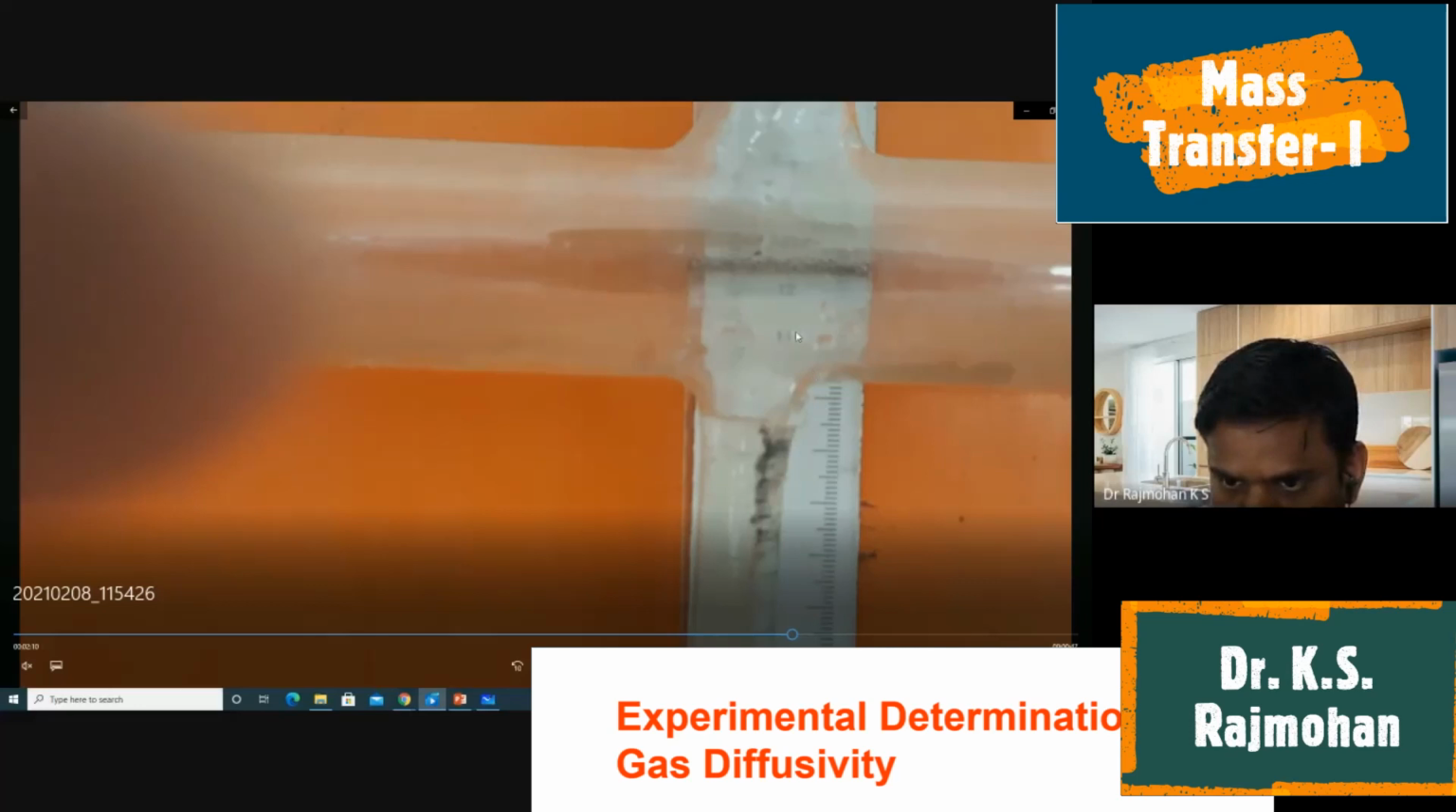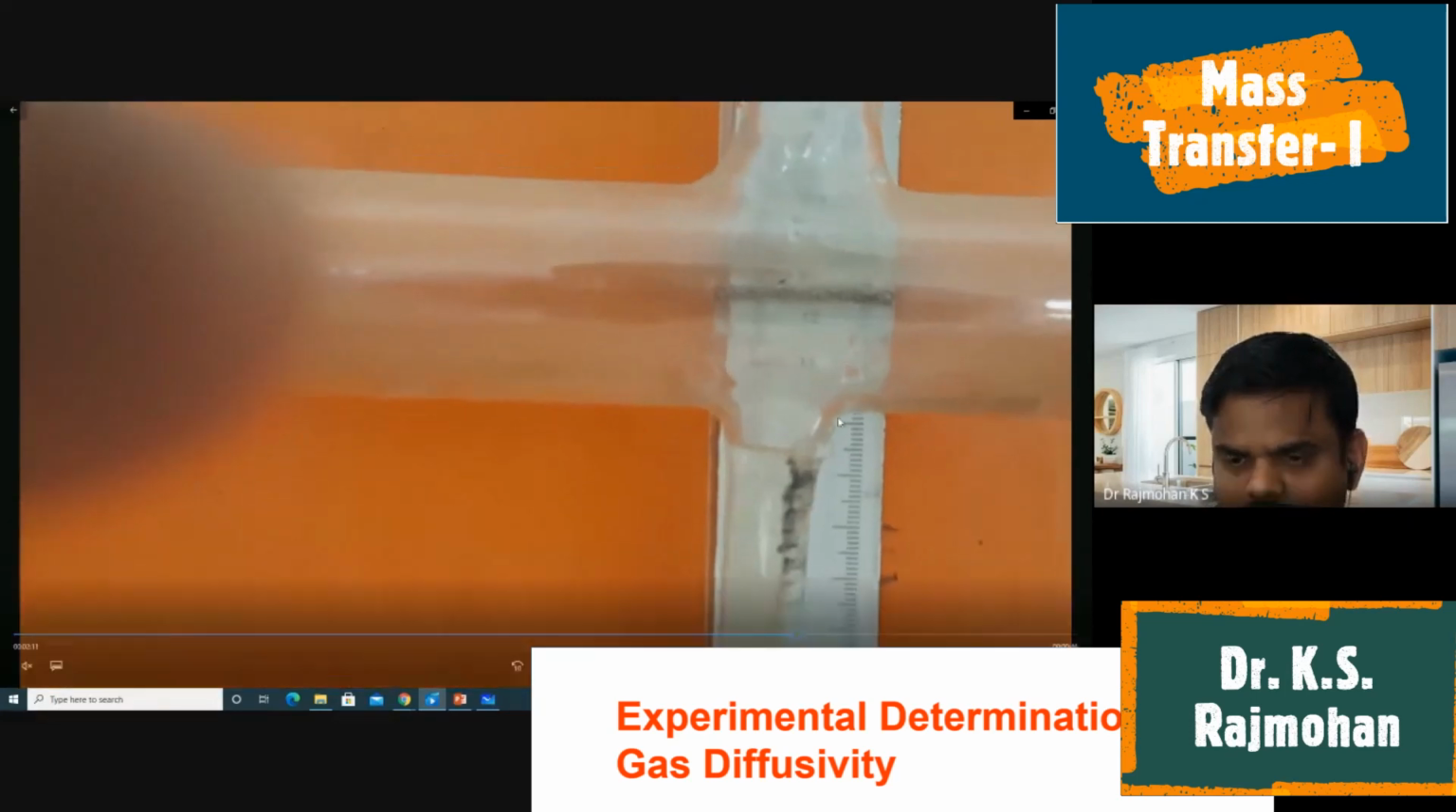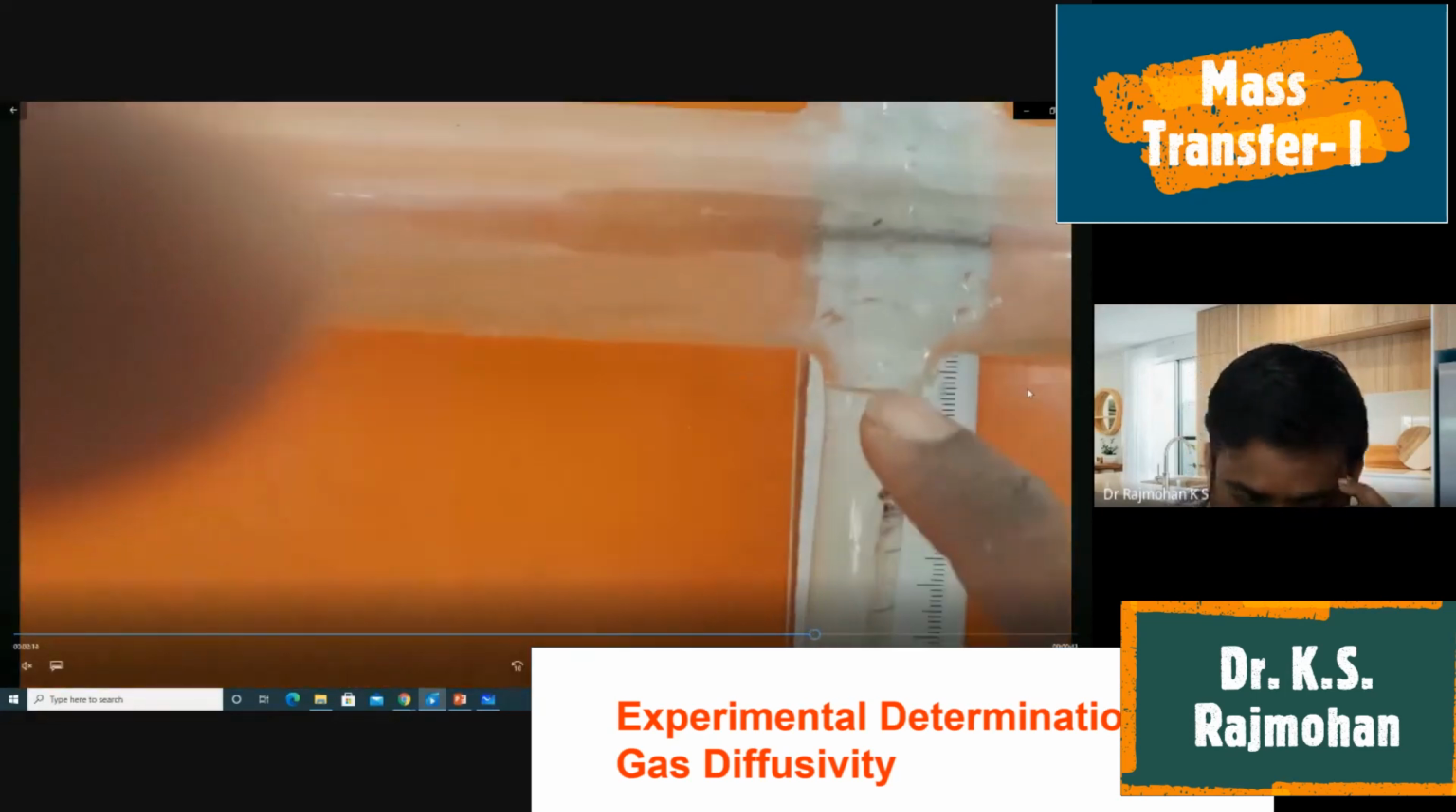Because we have a bigger scale here, you can see the values here: 12, 11, 10, 9. So it is almost 9.5, the liquid level at time equal to 0, right? So this is the experimental setup we are talking about.